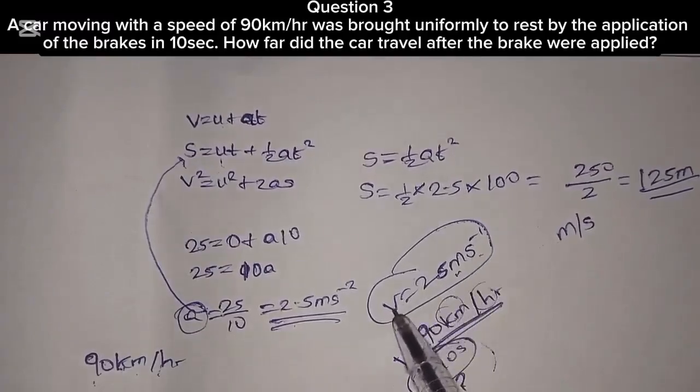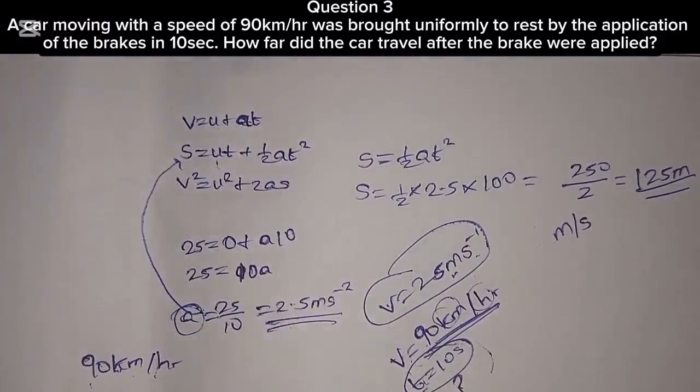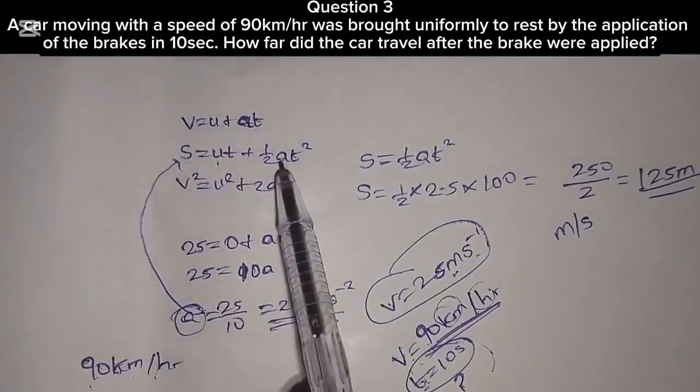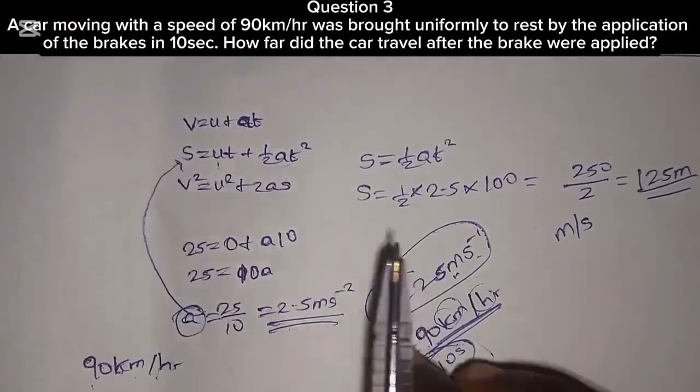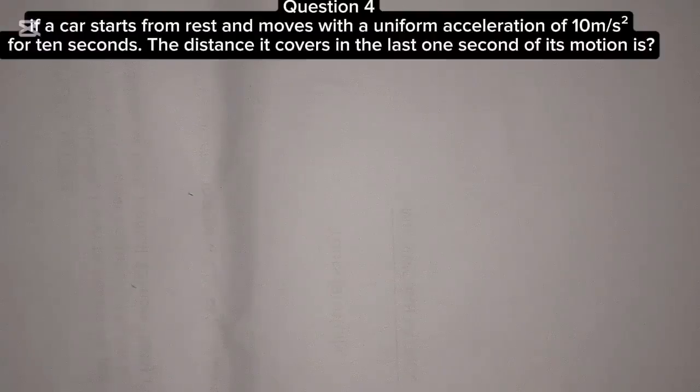So our velocity was 25, our time was 10. Make use of this tool to look for the acceleration. When we get the acceleration, we input it into the second equation. We use it to get the distance. So the distance is 125 meters. So let's continue to the next question. I'll move to question 4.